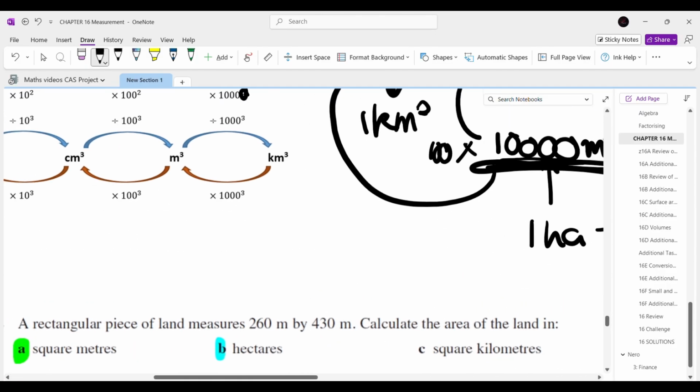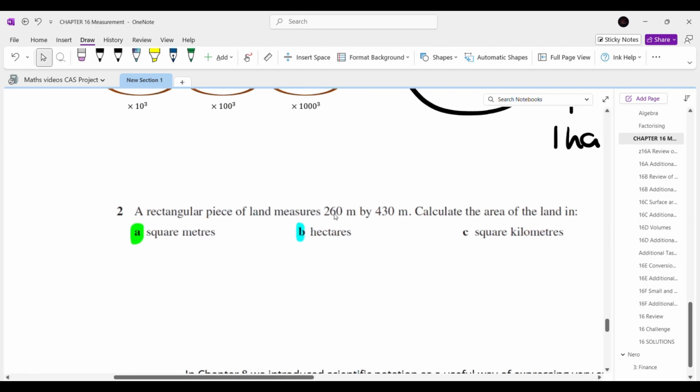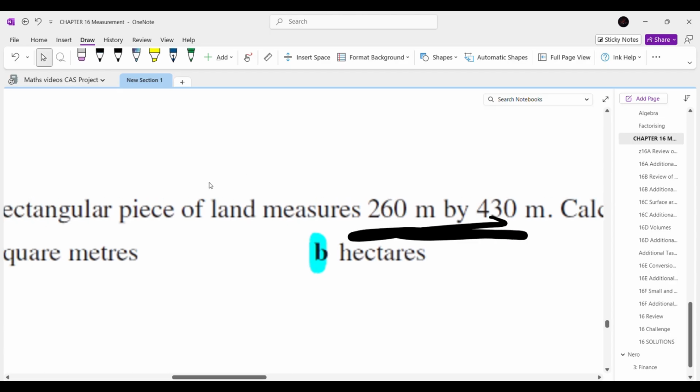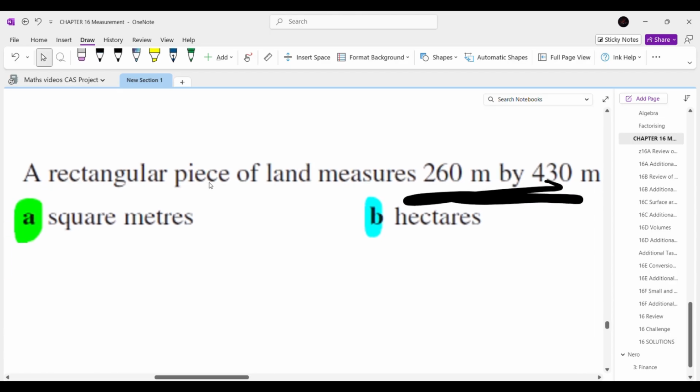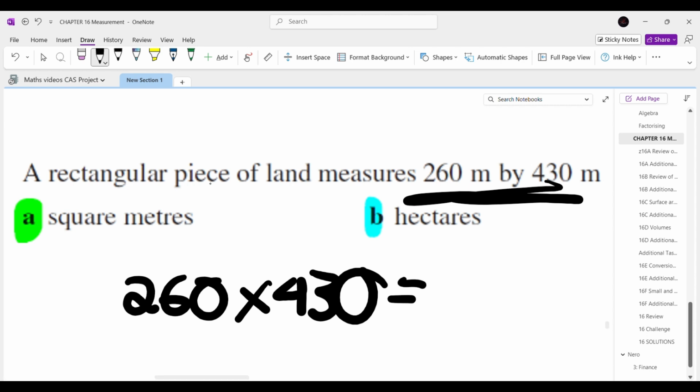So with this, we can do a few quick conversions. Let's say we have this area. It's just length times width. We'll calculate this using a quick calculator.